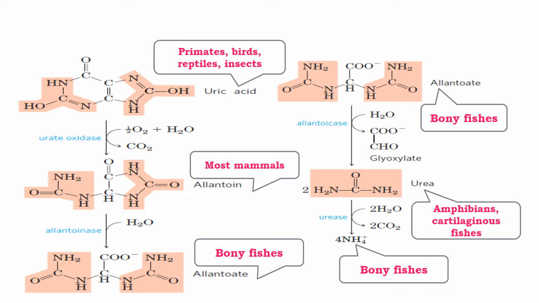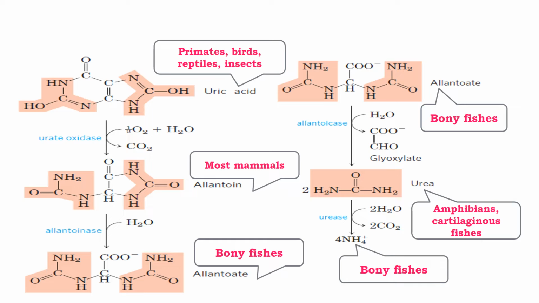Now what happens is, there is an enzyme called urate oxidase. This urate oxidase converts uric acid into allantoin. So uric acid is converted into allantoin with the help of the enzyme urate oxidase. Now this allantoin is further converted into allantoate by the action of the enzyme allantoinase. So allantoin is broken down into, see here in the uric acid, what's happening here, this bond is broken first.